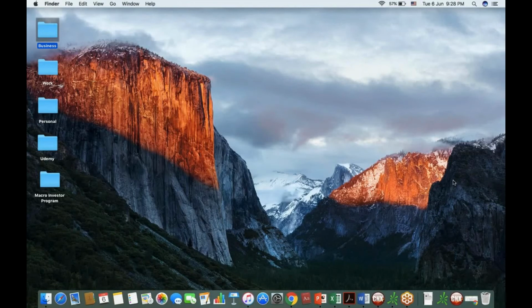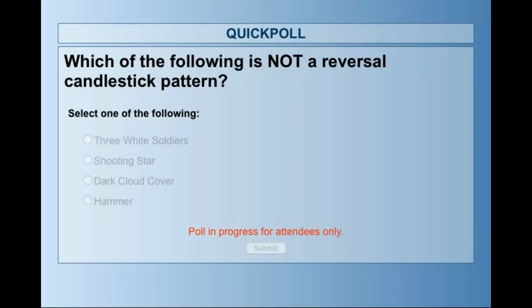On your screen, you see a quick poll which tests whether you were paying attention just now or not. Which of the following is not a reversal candlestick pattern? Just tick. I see that a lot of you have answered the question. 65% have voted. Let's wait a while more while the rest of you type in your questions.